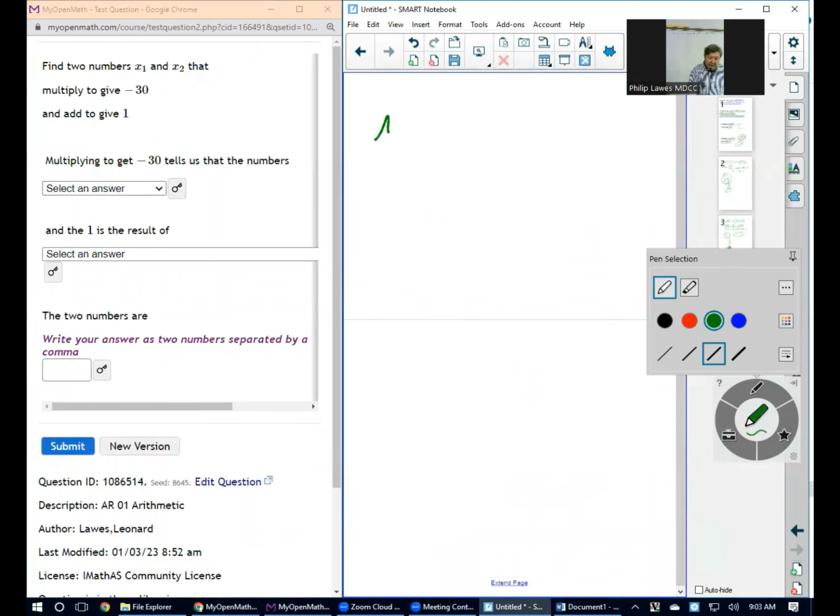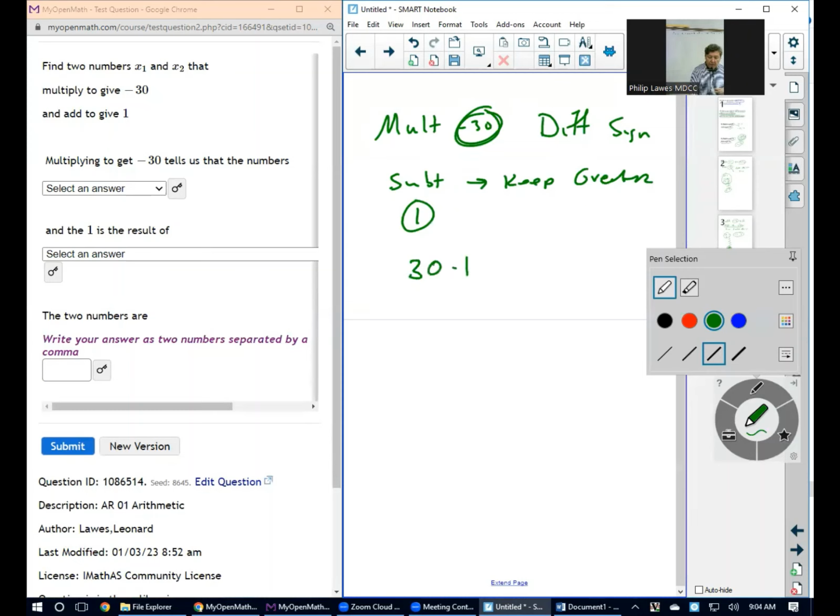I have to multiply to get negative 30, which means they have different signs. And so I'm going to subtract the absolute values and keep the sign of the greater to get 1. Okay, if you know it already, great. If not, 30 divided by 1, 30 divided by 2, 30 divided by 3. Get your calculator. 30 divided by 4 doesn't come out even. 30 divided by 5 is 6. And you can see if I do 6, I'm going to get 5, so I'm repeating. Those are my 4 choices.